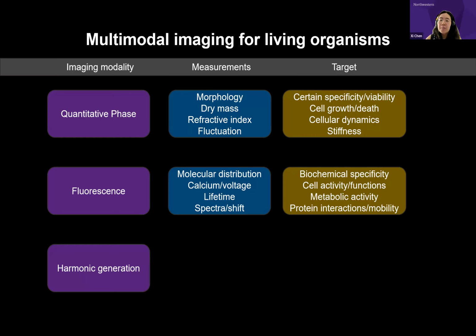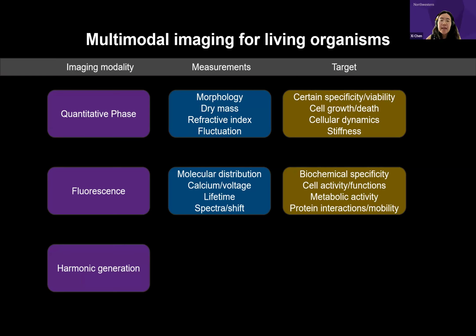We can look at the lifetime of the fluorophores to indicate the metabolic activity of the cells. People, of course, are also looking at the spectrum of the fluorescence, or the shift of the spectrum of the fluorescence, to look at protein interaction and mobility.